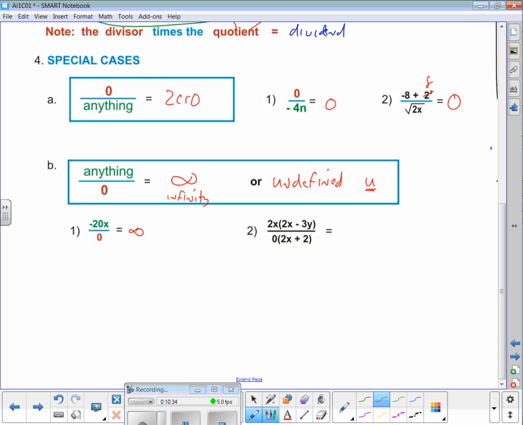All right, so the second example, hey, 0 times anything is 0, right? So we definitely have a 0 on the bottom, and anything divided by 0 is infinity or undefined, and that's infinity or undefined. Is good? Got it? Sweet.